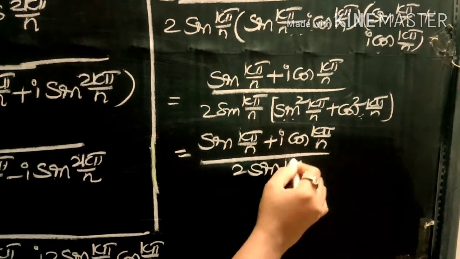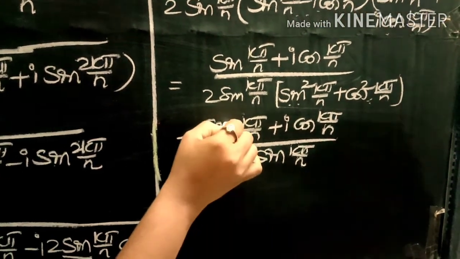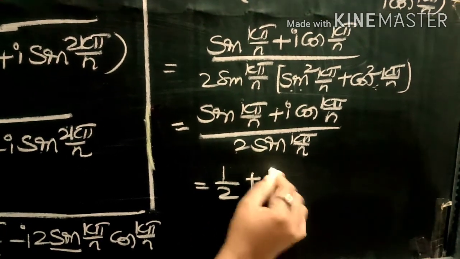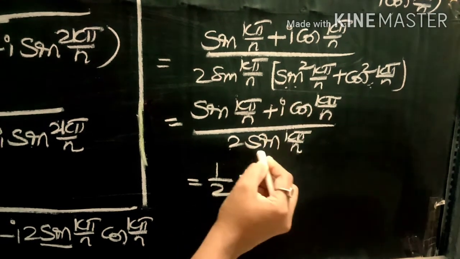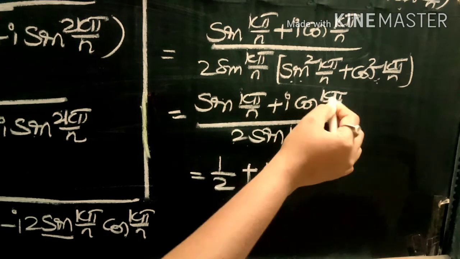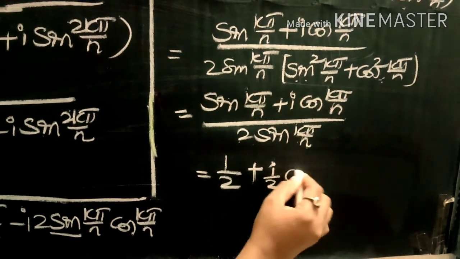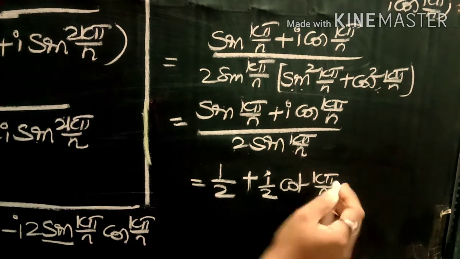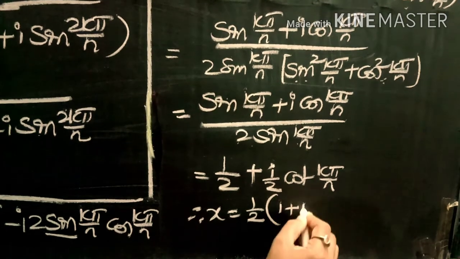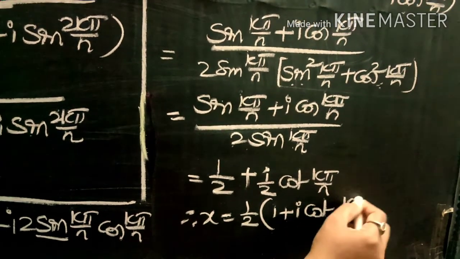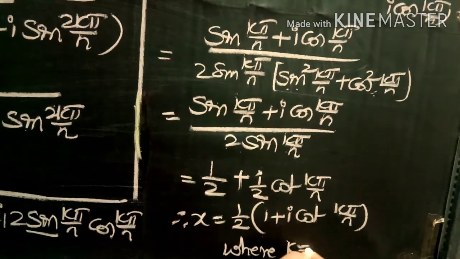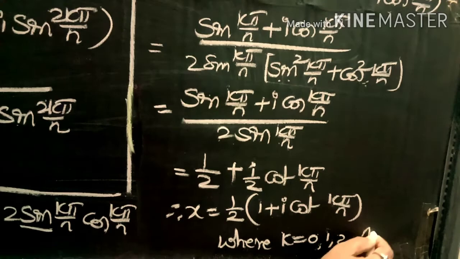Now separating the denominator to both of the terms, sin k pi by n by 2 sin k pi by n returns the answer 1 by 2, plus i into cos k pi by n by 2 sin k pi by n, that is i by 2 into the remaining value cos k pi by n by sin k pi by n, that is cot k pi by n. Therefore the value of x equals, taking 1 by 2 common here, 1 by 2 into 1 plus i cot k pi by n, where the values of k are 0, 1, 2 and so on up to n minus 1. That's all.